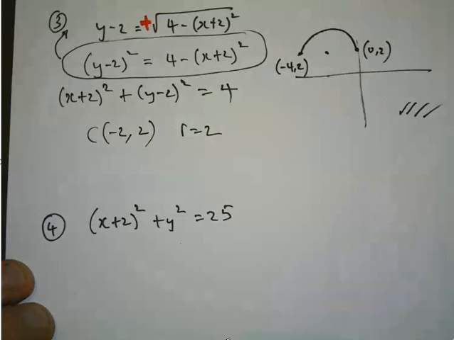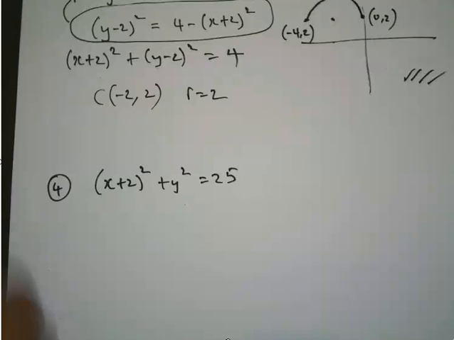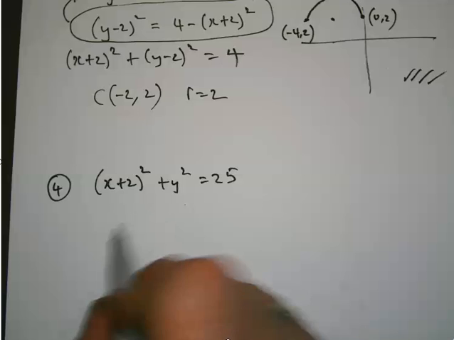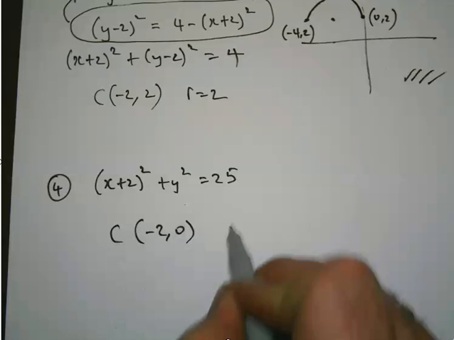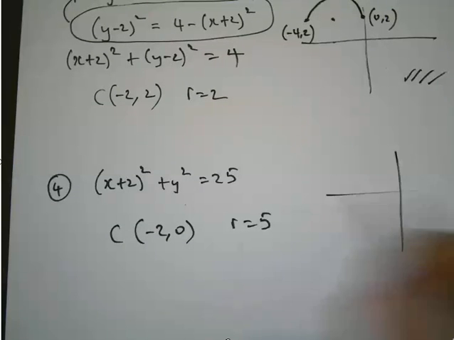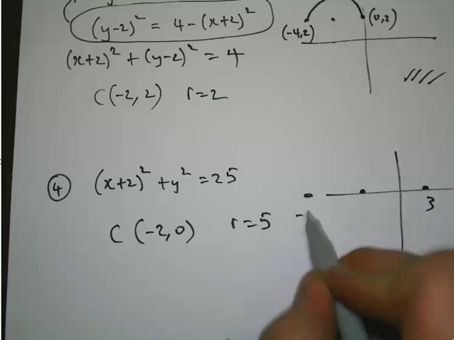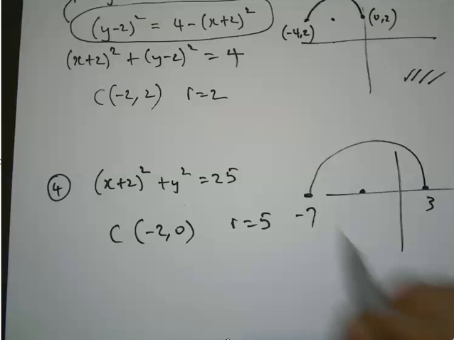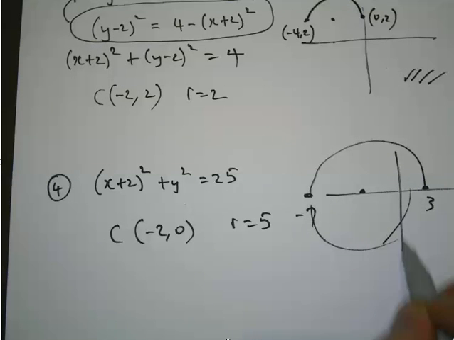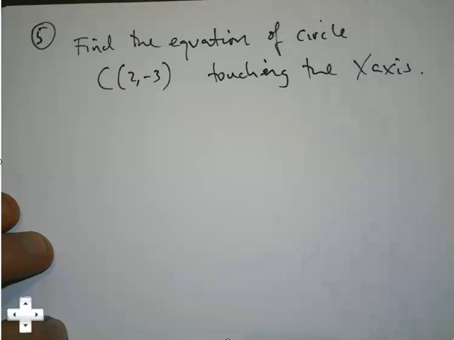And that's what that one looks like. Technique number 4 is pretty straightforward. It's a circle centred at (−2, 0) and a radius of 5. So that will go over to 3, and that will go over there to −7, and I'll be able to find out what those y-intercepts are by the same process of setting x equal to 0.